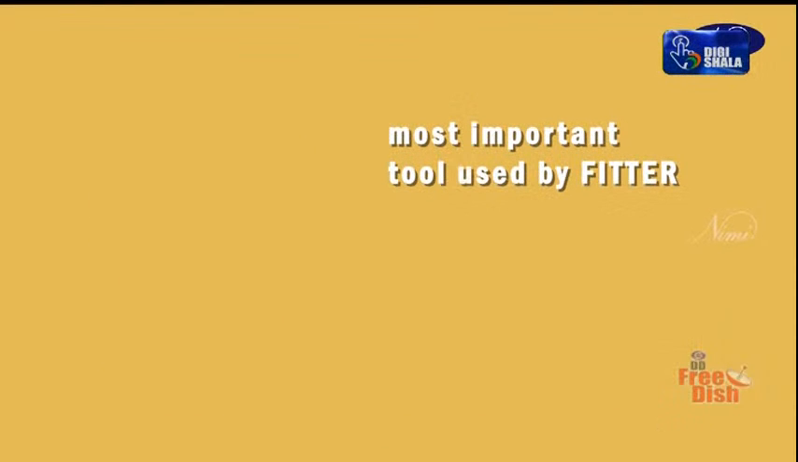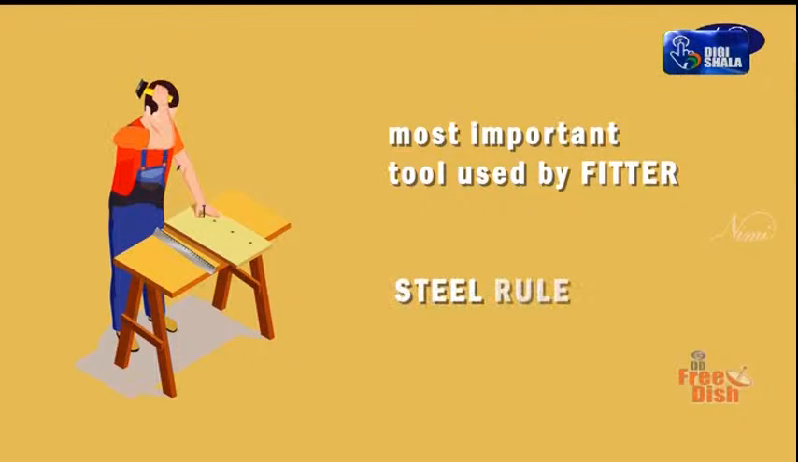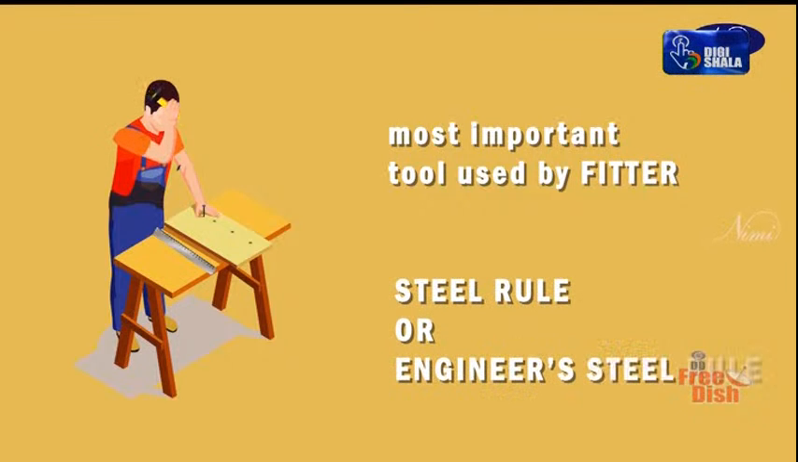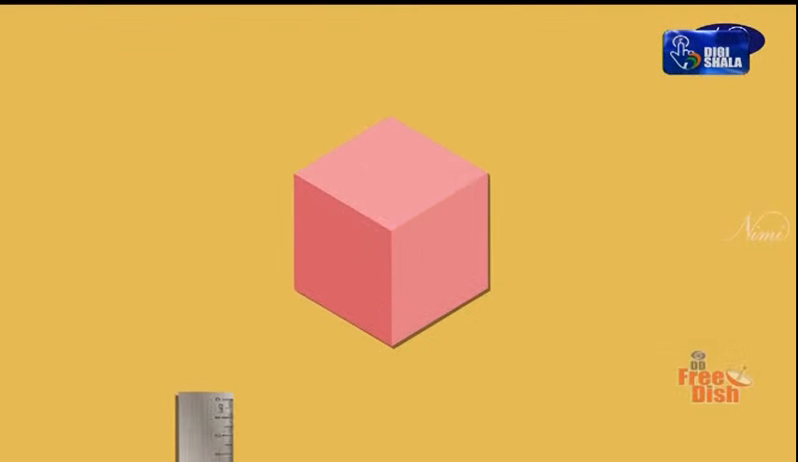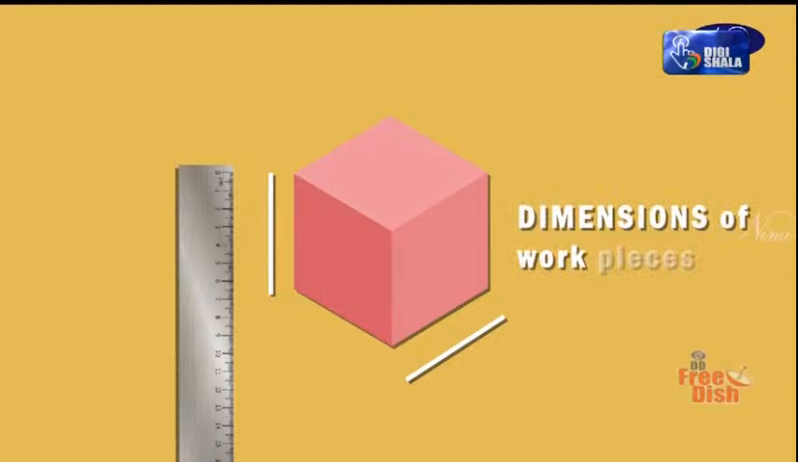The most important tool which is often used by the fitter for measuring purposes is called steel rule, or we can call it the engineer's steel rule. An engineer's steel rule is used to measure the dimensions of workpieces.